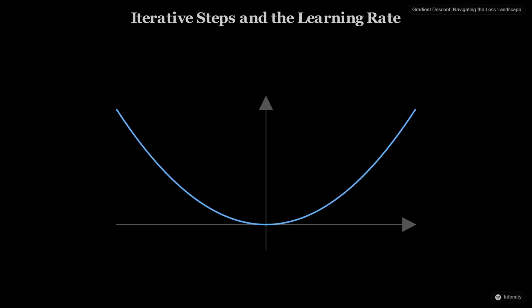Gradient descent isn't one giant leap, it's a series of small, calculated steps. At each step, we reevaluate the local slope, find the steepest downhill path, and take a small step in that direction. The size of these steps is crucial and is controlled by a value we call the learning rate.